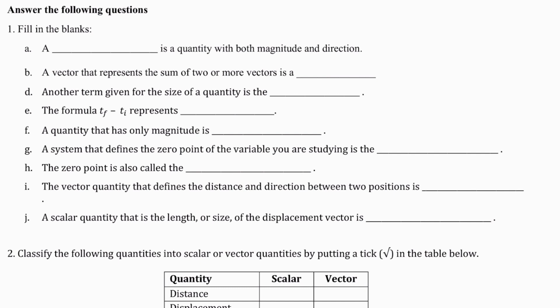Fill in the blanks. Something is a quantity with both magnitude and direction. A vector. A vector that represents the sum of two or more vectors is a resultant. D. Another term given for the size of a quantity is the magnitude.